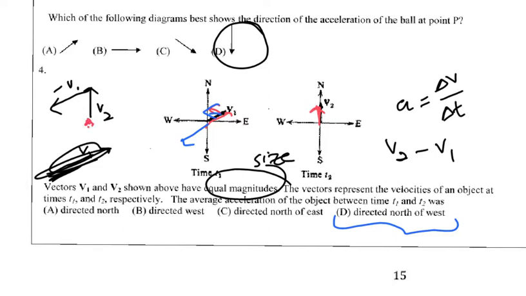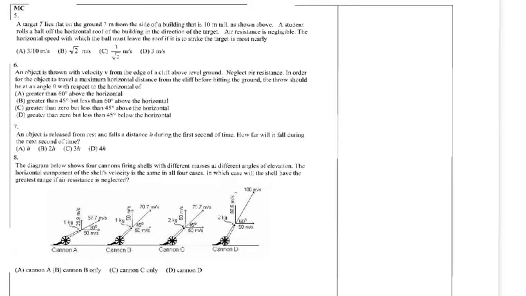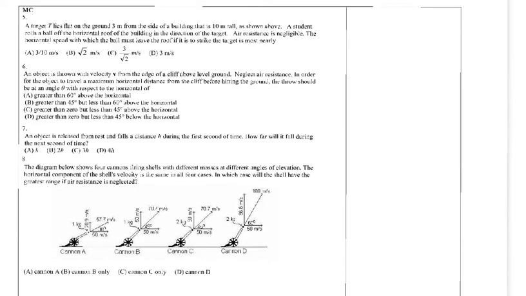Alright, so in number 5, we have a target T and it lies flat on the ground 3 meters from the side of the building that is 10 meters tall, as shown above. So this is our picture. A student rolls a horizontal ball off the roof of the building in the direction of a target. We know our ball is rolling horizontally and that we have a target some distance away. And we want to know, what does the horizontal speed have to be in order for the ball to hit the target?